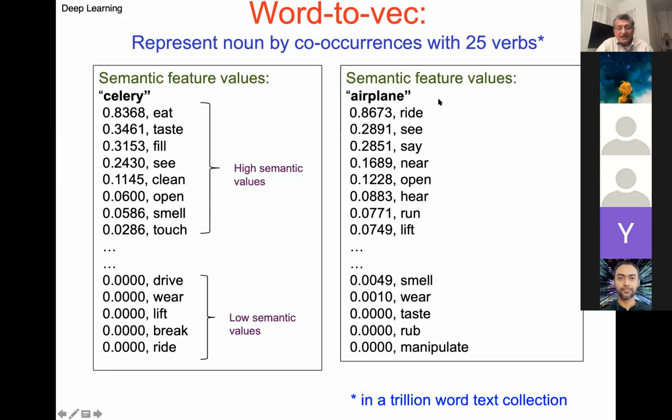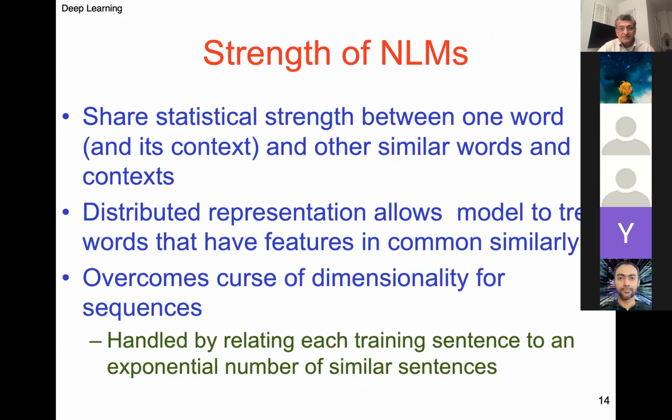Semantic feature value for airplane. What is the verb that you could go with airplane? Ride, see, say, near, open, hear, run, lift, smell, wear, taste, rub. They're all zero here, but ride is high. So these kinds of co-occurrences are being captured. One could train it if you're able to give as input not just neighboring words, but a noun with a verb. If I'm feeding it like that, you can train it to get these.